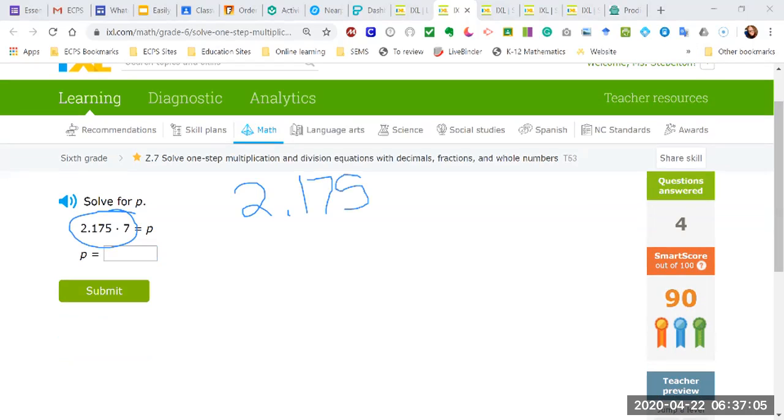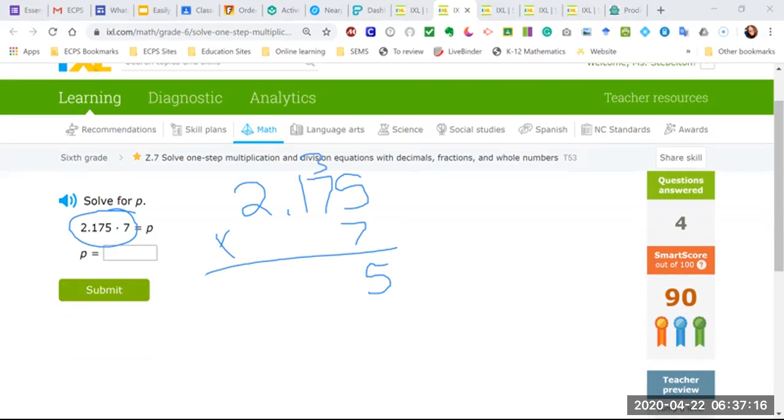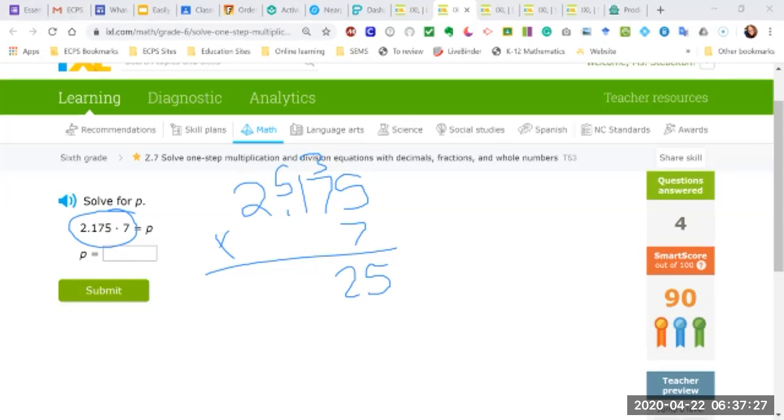2.175 times 7. We do 5 times 7, that's 35. Carry the 3. 7 times 7 is 49 plus the 3 gives us 52. 7 times 1 is 7 plus 5 is going to give me 12. Carry the 1. And then 7 times 2 is 14 plus 1 is 15.